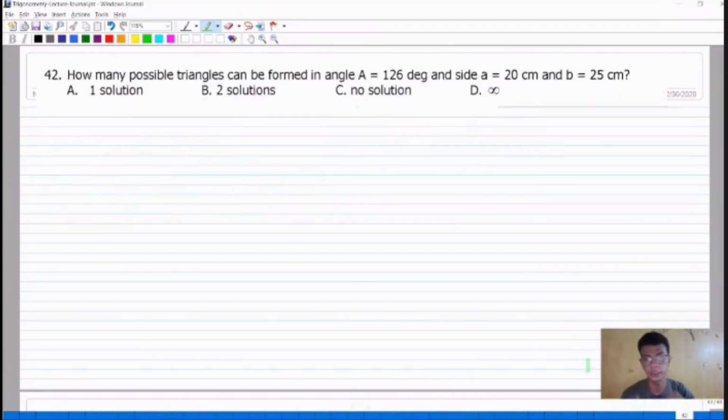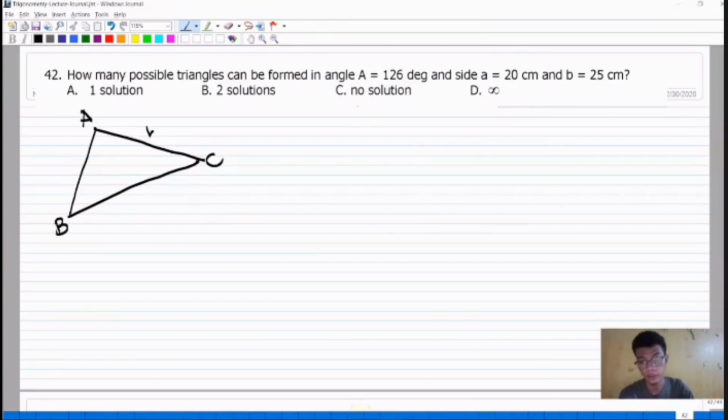Next, number 42. So how many possible triangles can be formed in angle A? Kung gagawin ulit natin triangle ABC. This is side B, side A, and then side C. Angle A is 126 degrees. Side A is 20. Side B is 25.